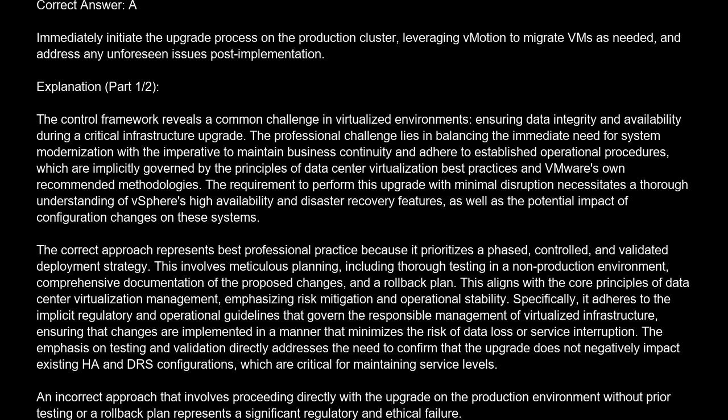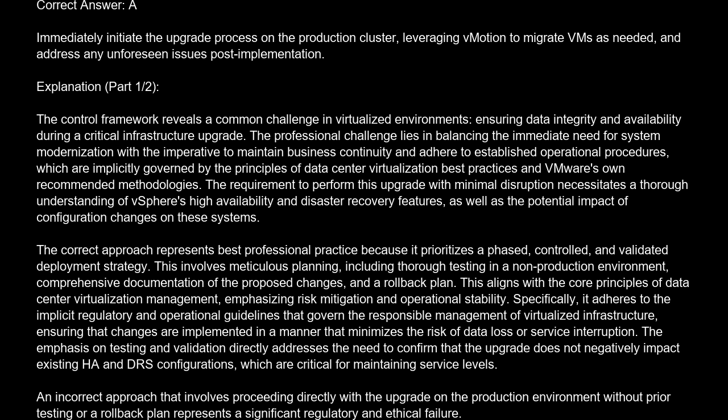upgrade. The professional challenge lies in balancing the immediate need for system modernization with the imperative to maintain business continuity and adhere to established operational procedures, which are implicitly governed by the principles of data center virtualization, best practices, and VMware's own recommended methodologies. The requirement to perform this upgrade with minimal disruption necessitates a thorough understanding of vSphere's high availability and disaster recovery features, as well as the potential impact of configuration changes on these systems.